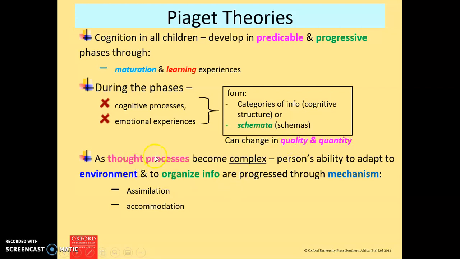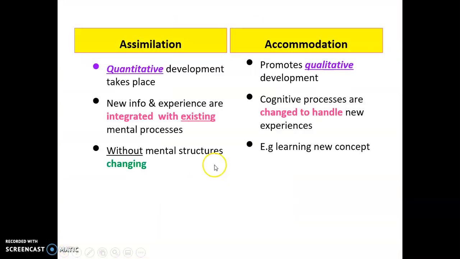So the thought process becomes more complex, and people's ability to adapt to the environment also increases, and the ability to organize the information also improves and progresses through mechanisms called assimilation and accommodation. So assimilation focuses more on the quantitative, and accommodation focuses more on the qualitative. So this is qualitative, focusing more on the contents. This one focuses more on the numbers, the increase in numbers.